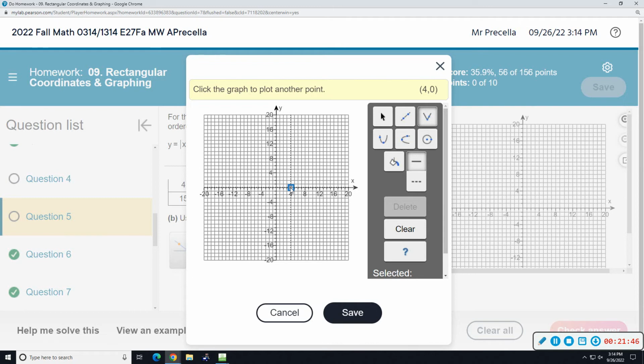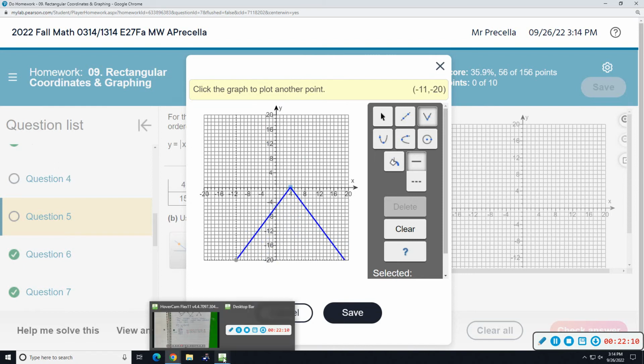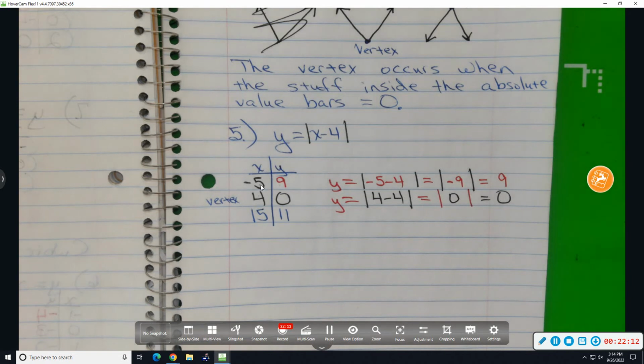Yes? And then notice, it says click the graph to plot another point. We only need one other point. They had us find 3 points, but we didn't need 3 points. All we need is the vertex and one other point. Notice how it's symmetric. So once you plot one point, the other side's going to get done automatically. So which other point do y'all want to use? Do you want to use -5, 9 or 15, 11? Doesn't make a difference to me.